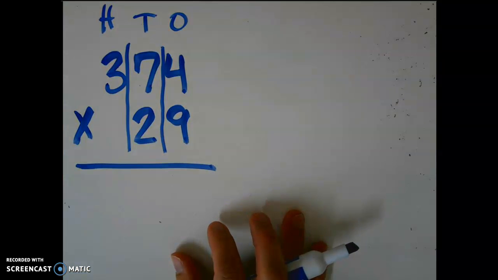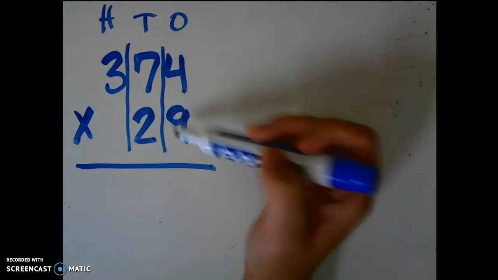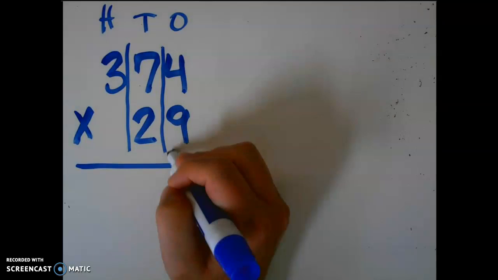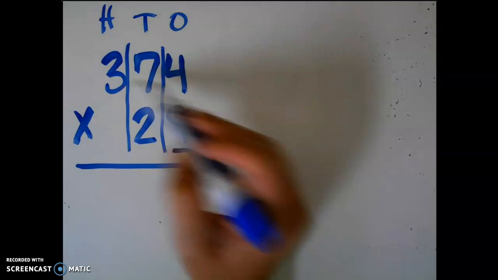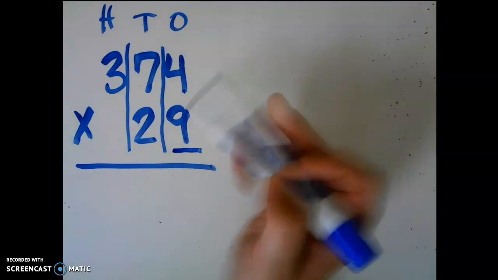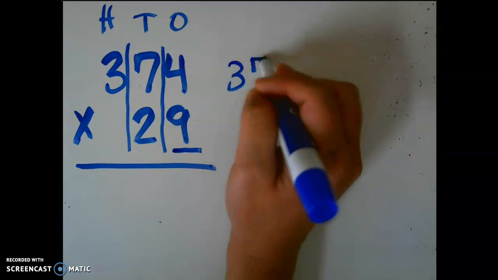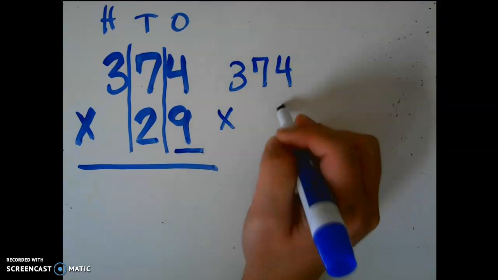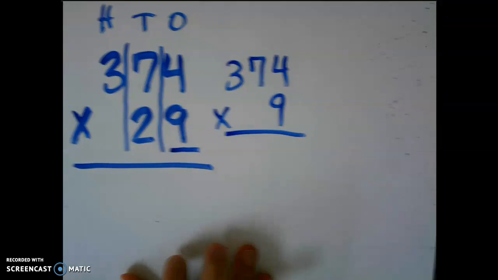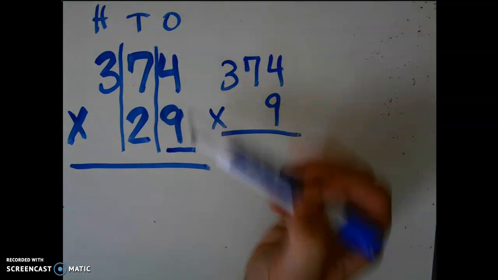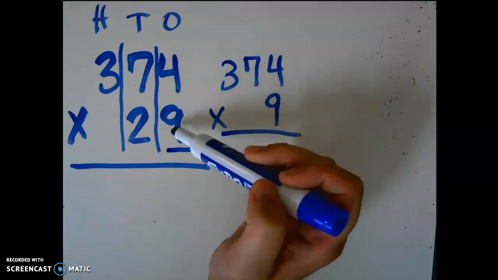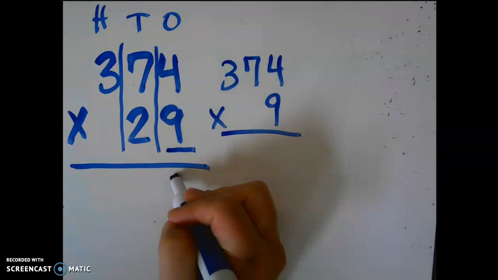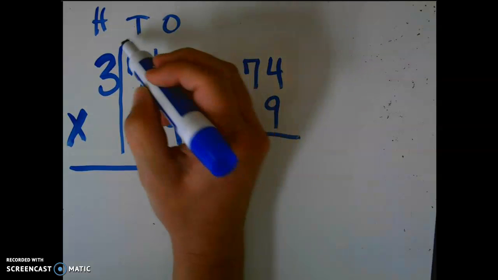Okay, if you remember from step 1, the first thing we do is we multiply our ones. We're going to stick with our 9 first, okay? The 9 is going to be multiplied by all the numbers up top. So it's kind of the same thing as saying 374 times 9. So the way we would do that is multiply our ones together first. 4 times 9 is 36. Keep our 6 in the ones and carry over our 3.